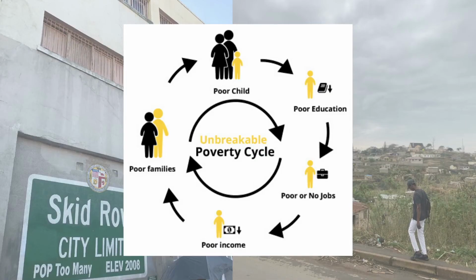This slide depicts the impact of the poverty cycle, and it just shows how a poor family leads to a poor child, then that leads to a poor education, and that results in no jobs or a really low income job, and that cycle just circles around and around. And it nearly takes 3 generations of impoverishment to break the cycle of poverty.